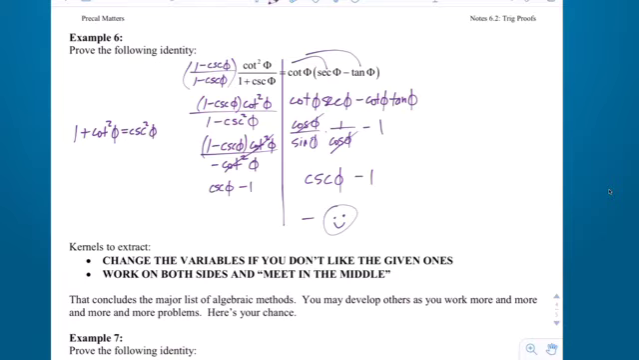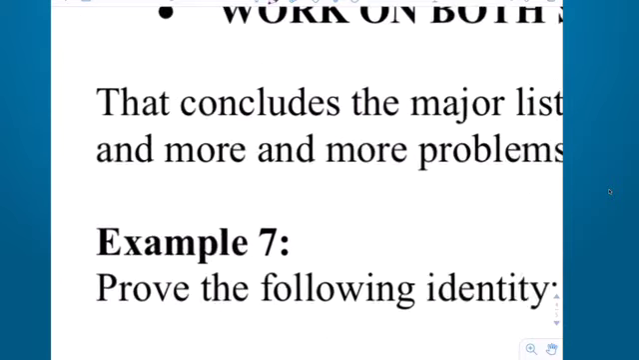All right. We're going to pick up with example 7 tomorrow and look at the instructions: prove the following identity. We'll finish the notes tomorrow as well. So be working on the worksheet. Don't let it sneak up on you. Don't let this one sneak up on you. Have a great day.